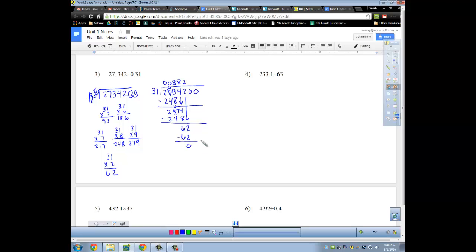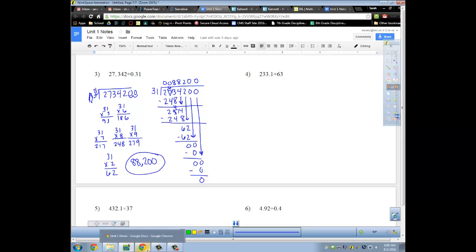Now, we have a remainder of 0, but we still have these zeros here. So I'm going to bring them down. 31 goes into 0 0 times. And bring down this last 0. 31 goes into 0 again 0 times. So we have a remainder of 0. So again, these two zeros in the front, they don't really mean anything. So our final answer is going to be 88200. And if you want to put a comma there, you can. Just make sure it doesn't look like a decimal.